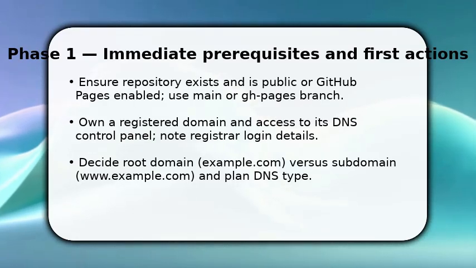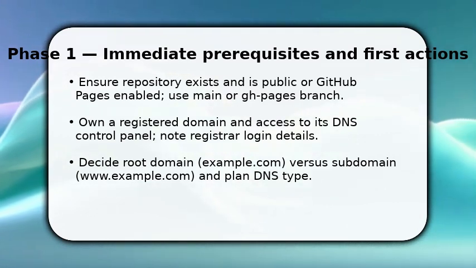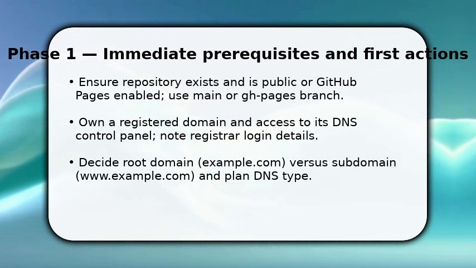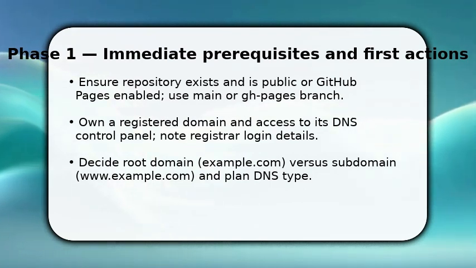You already have the code, now connect the DNS. First, confirm your repo publishes via GitHub Pages on main or gh-pages, because GitHub serves static sites from those branches. Next, log into your domain registrar and find DNS settings.